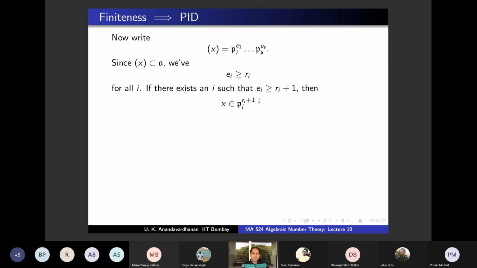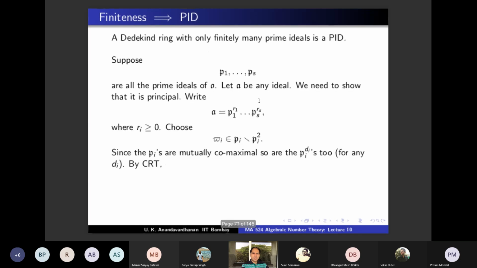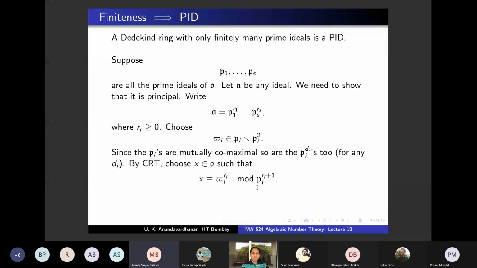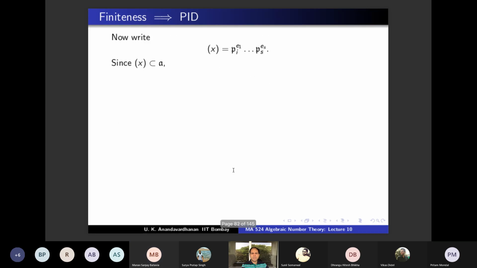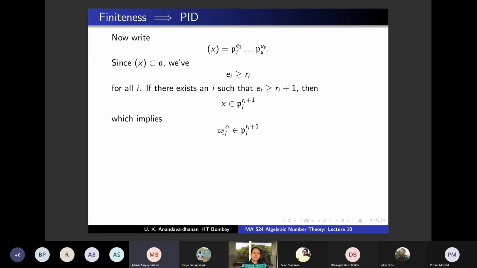But if x belongs to p_i power r_i plus 1, then what is the property of x? x is pi_i power r_i mod p_i power r_i plus 1. So if x belongs to p_i power r_i plus 1, then pi_i power r_i will belong to p_i power r_i plus 1. That will mean that pi_i should belong to p_i squared. But that's a contradiction because pi_i was chosen outside p_i squared.